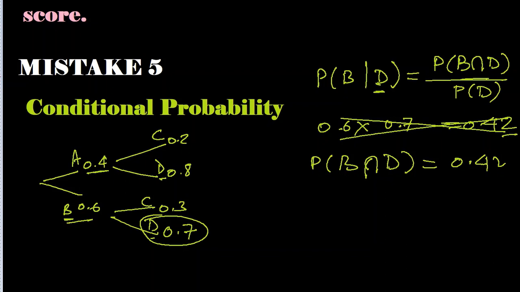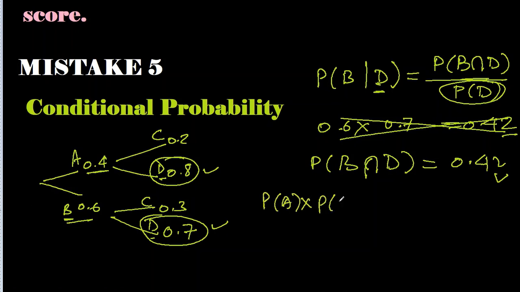So B intersection D is known to us now, 0.42. We have to find probability of D. Probability of D will be counted by these two events because it is happening twice. It is not happening once, right? So either it is happening after A or it is happening after B. So first we will write probability of A times probability of D, this branch, and then, or it happened B and then D, 0.6 times 0.7.